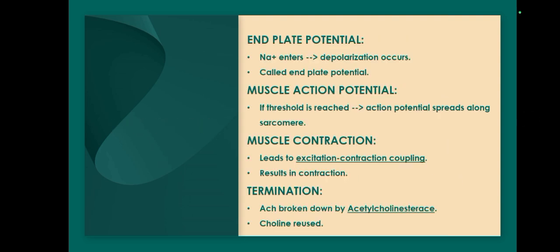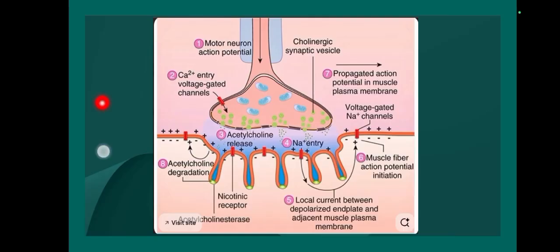Moving forward, the next step is the end plate potential. In this step, sodium ions enter via voltage gated sodium channels and cause depolarization. Now, the potential generated due to depolarization is called the end plate potential. You can see over here in the diagram the sodium entry. So sodium will enter and create a depolarization effect, which is termed the end plate potential.